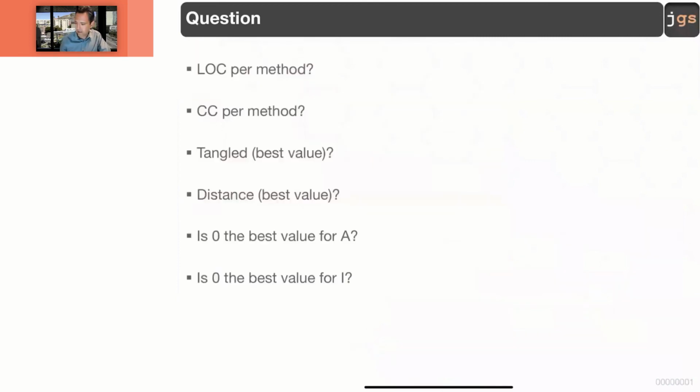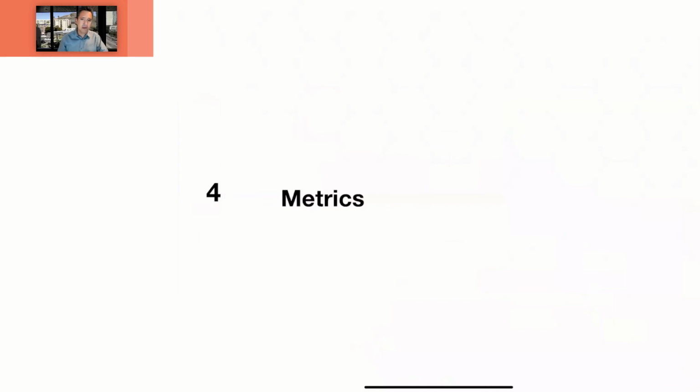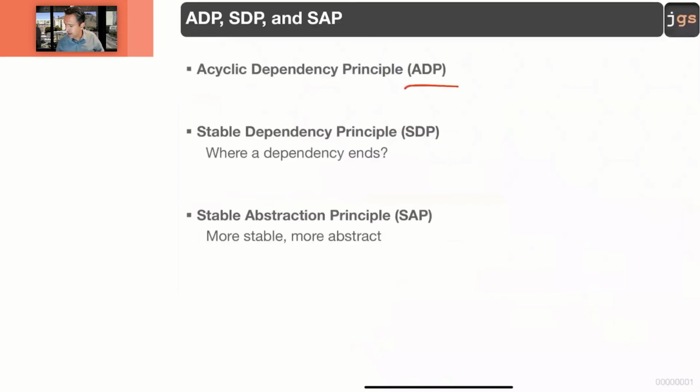Closing things. All these rules, be sure that you are able to calculate them for a source code or for a class diagram, depending on the case. And the last thing, do we remember the stable dependency principle? And do we remember the stable abstraction principle?